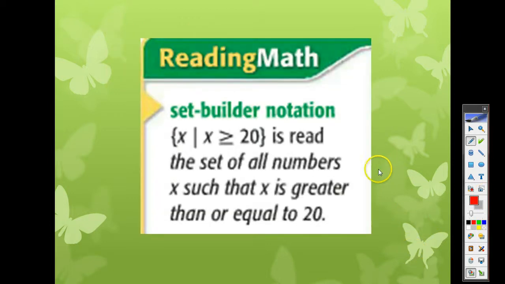Okay, reading math. When you have a set builder notation, this is what it's going to look like, and it's read, the set of all numbers x such that x is greater than or equal to 20. So set of all numbers x such that x is greater or equal to 20.